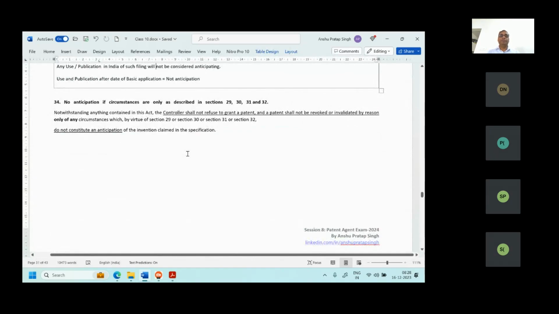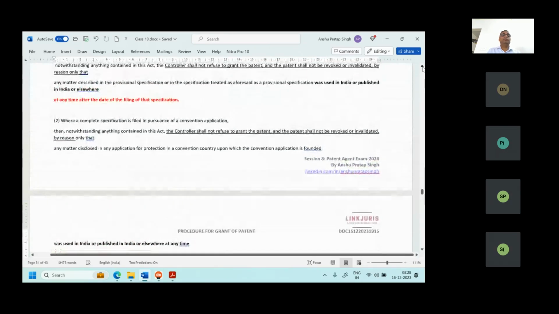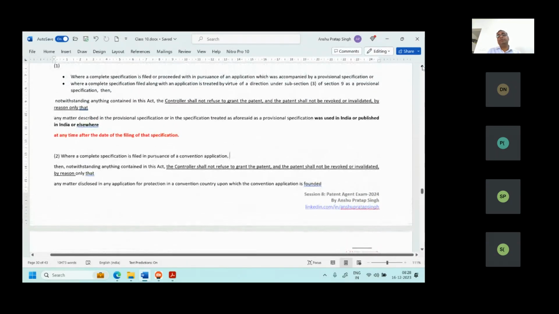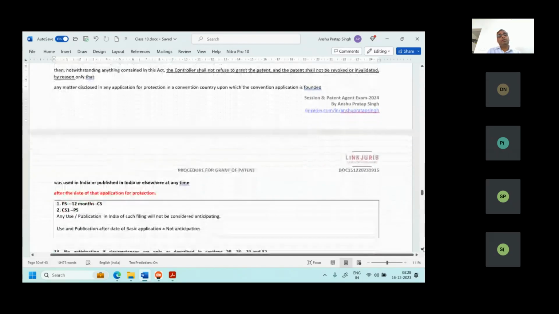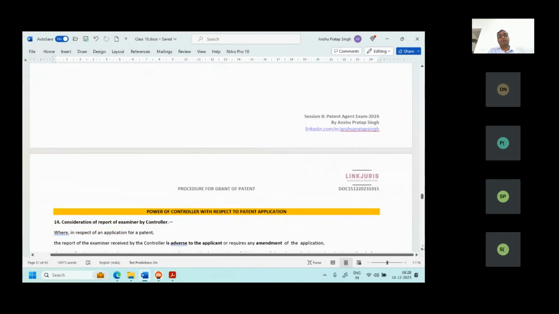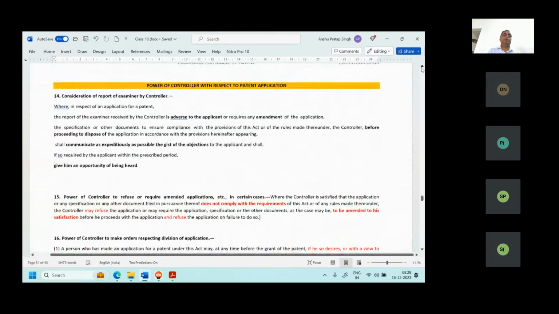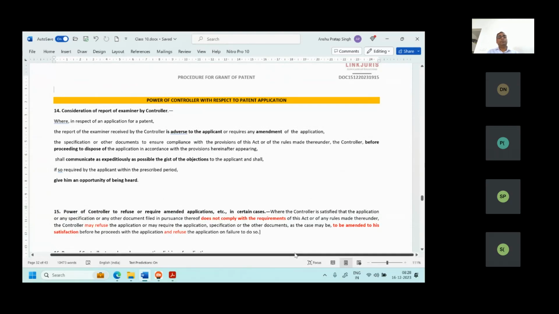The effect is simple: because of this, if you fall under 29, 30, 31, 32 or 33, the controller will not refuse to grant a patent, and the patent shall not be revoked or invalidated. It will not be considered as anticipation. So 33 talks about this effect in its own section, while the effect of 29, 30, 31, 32 is written in 34. So I would like to wrap up here, because otherwise it will be too much information for you in a day.